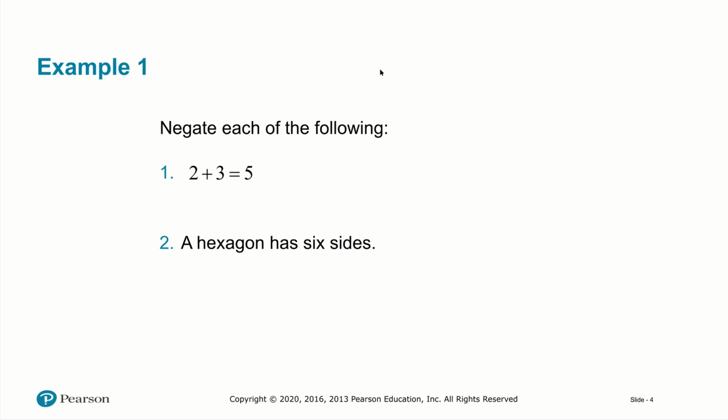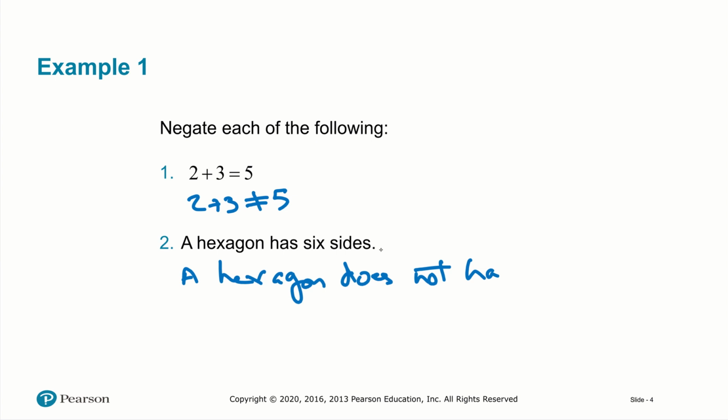All right, so if we want to negate each of these statements, we already saw the first one. If the statement is that 2 plus 3 equals 5, obviously the negation would be 2 plus 3 does not equal 5. If the statement states that a hexagon has 6 sides, the negation would obviously be that a hexagon does not have 6 sides. All right, simple as that.